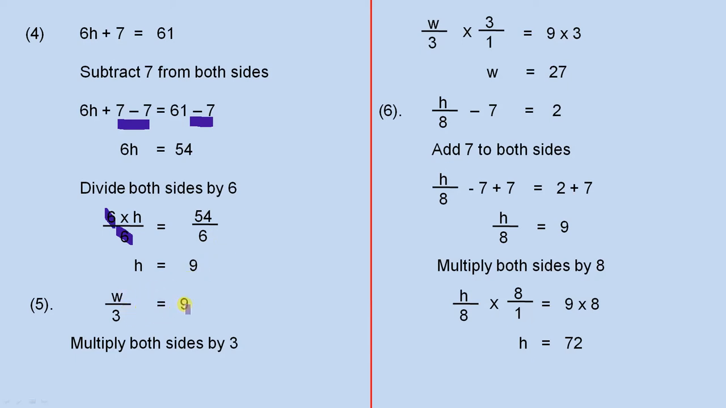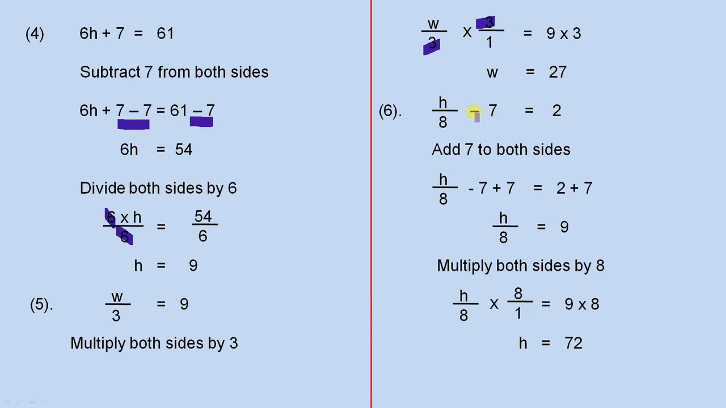w over 3 equals 9. That's actually division, so the inverse of division is multiplication, so we multiply both sides by 3, which we've done here, so we make that 3 over 1, so it looks like a fraction. The 3's can cancel, and 9 3's are 27, so w equals 27.